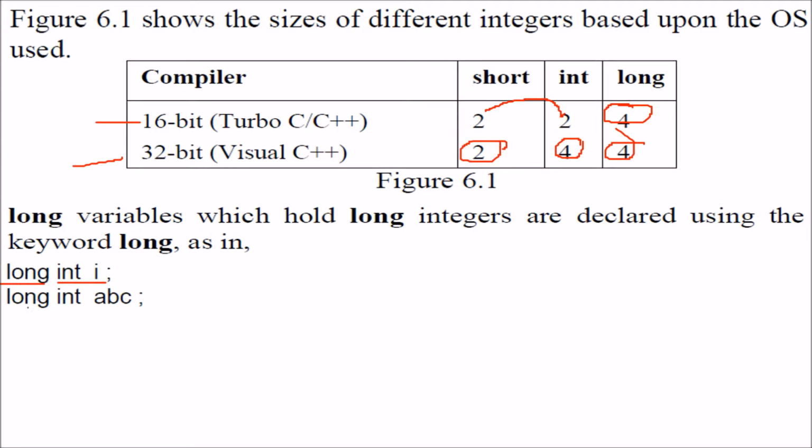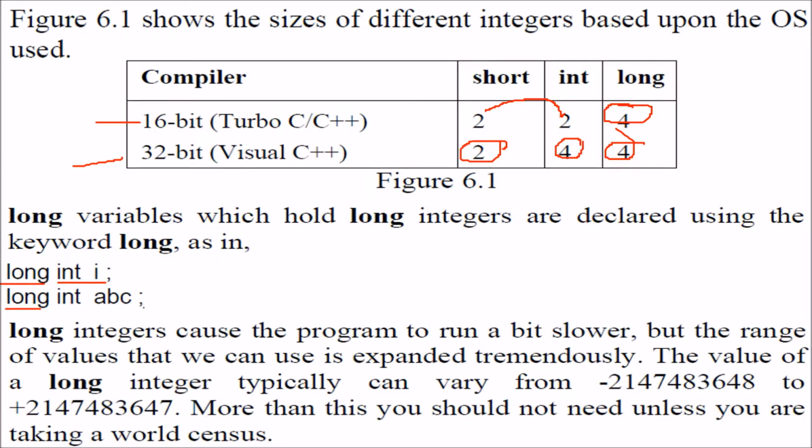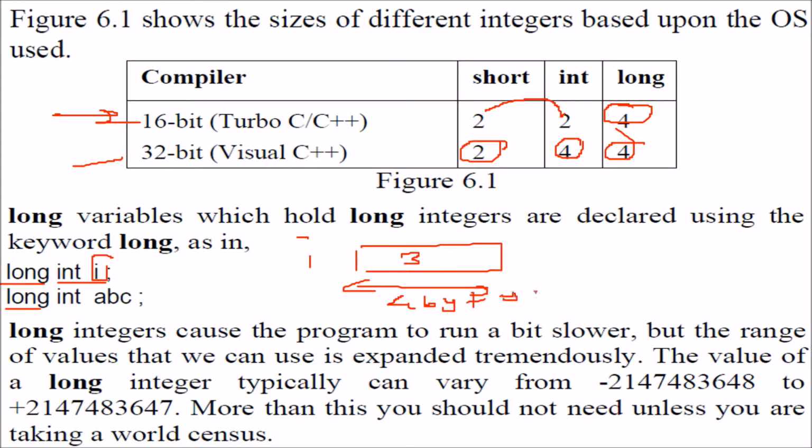Just put a long here. So this long int ABC or long int I means now this long integer is taking a bigger size. For this example, if you take this, it is going to store this I in memory, wherever it is stored. If I has some value, say 3, it is going to be stored, and this is going to take 4 bytes. How much memory? 4 bytes.